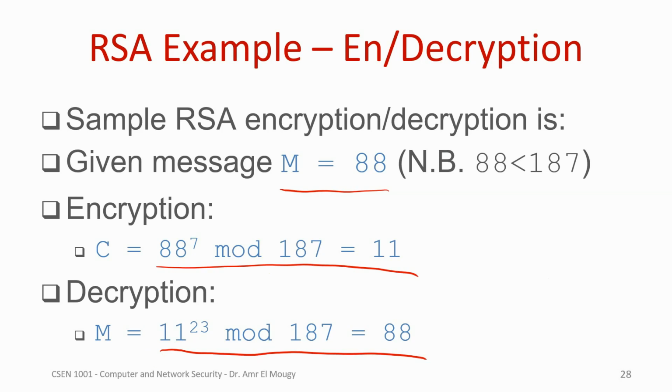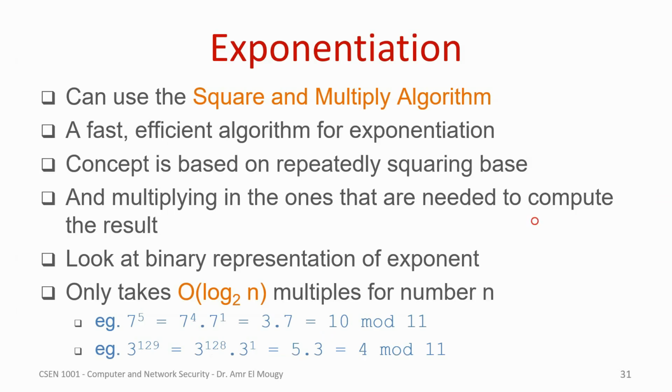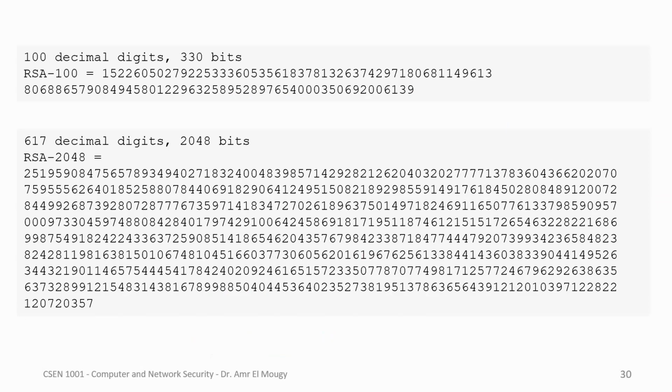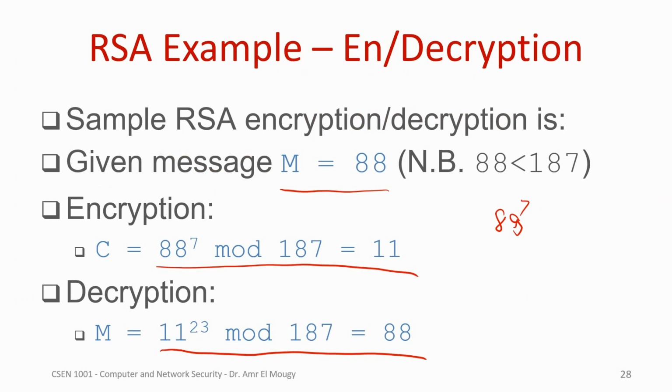Now, if you want to raise a number to an exponent and the result is very large, you can't do it on your calculator. So if you do 88 power 7, this is actually too large for a calculator. There is an algorithm called square and multiply. Basically, you start by calculating, for example, 88 power 1 or 88 power 2, and then do mod 187. And then you take that and multiply by another 88, and you keep doing that until you actually get 88 power 7.